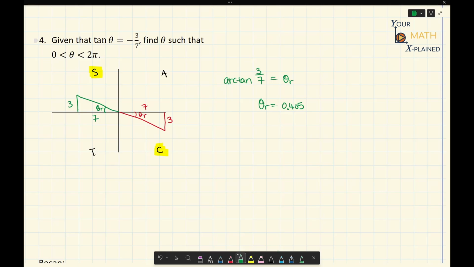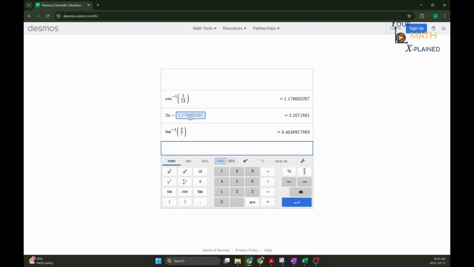And now using our diagram, we can go ahead and find our actual theta. So for the green one, that's going to be theta plus theta r is equal to pi, which means theta is equal to pi minus our reference angle. And then for the red one, we would have theta plus theta r is equal to 2 pi, which means our theta is going to be equal to 2 pi minus the reference angle.